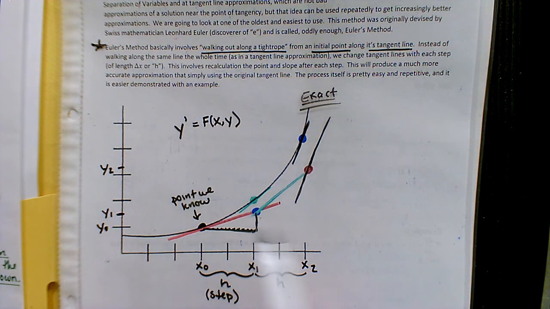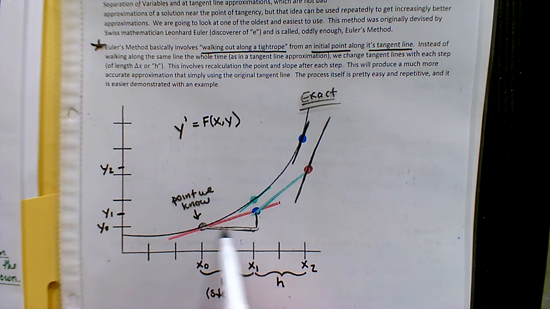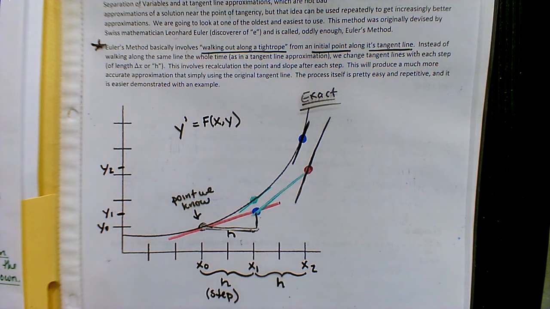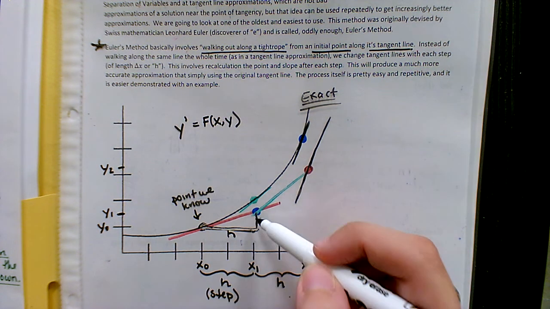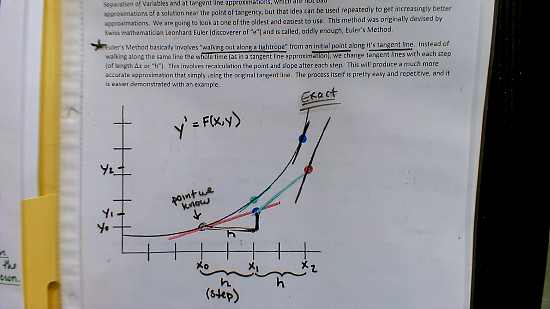All right, so we already know that the distance from the beginning point to our new point is h. Okay, so we can label that. But we're going to try to figure out what's this distance here. Okay, what's the distance between the y's?